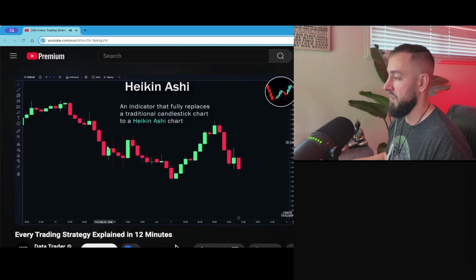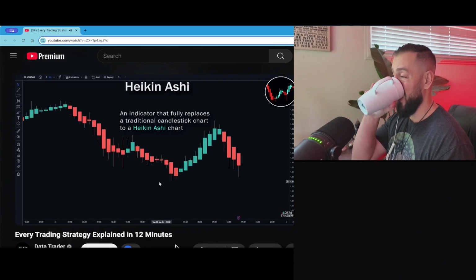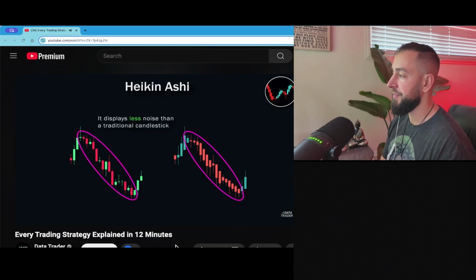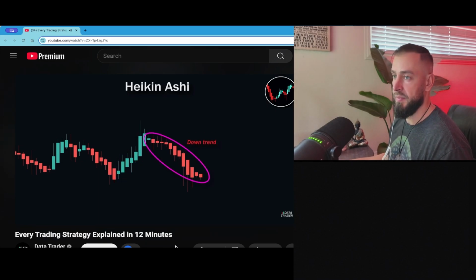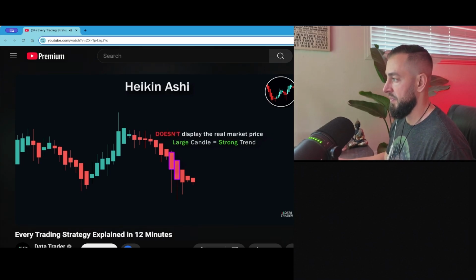Heikin-Ashi. It is an indicator that fully replaces a traditional candlestick chart with a Heikin-Ashi chart. When applied, it tends to give less noise than a traditional candlestick. A green Heikin-Ashi candle signals that the price is on an uptrend, and a red Heikin-Ashi candle signals that the price is on a downtrend. The size of the candle's body also indicates how strong a trend is. The larger the candle, the stronger the trend. Keep in mind that the Heikin-Ashi only acts as an indicator. It does not display the real market price.